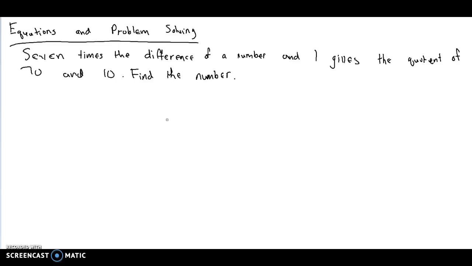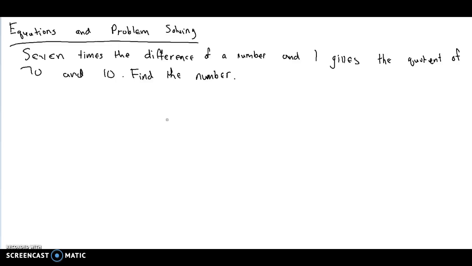In word problems, a lot of students don't like them because the toughest part is always the setup. They don't know how to get started. But once we get this set up, the solving is really the easy part. It's always in the setup where we see the most mistakes. So let's take a look at this.